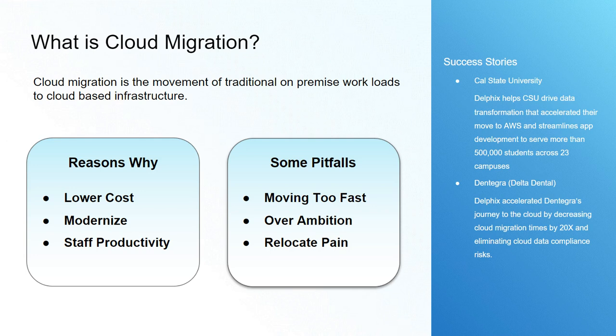And relocating pain, or basically lifting and shifting workload. Over time, things get outdated. And if you just pick up workload that is, say, 20 years old on premise and move it into a cloud environment, it becomes extremely difficult. And so what happens in the end is you end up with costs that are higher than they were before.